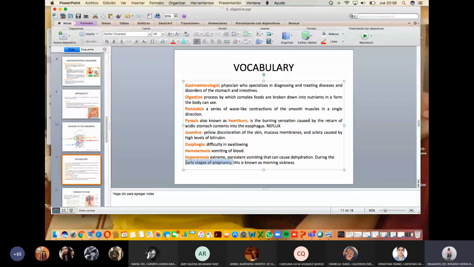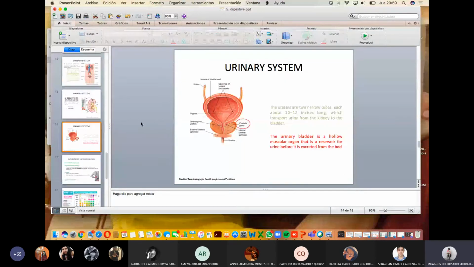Okay, very good. So now we're going to talk about the urinary system. The urinary system performs many functions. It's going to maintain the water balance and electrolyte balance. It's going to filter the blood and also filter the waste products and excessive fluid. So we have the kidneys, and other organs involved are the urethra and the ureter. Again, here is the bladder.